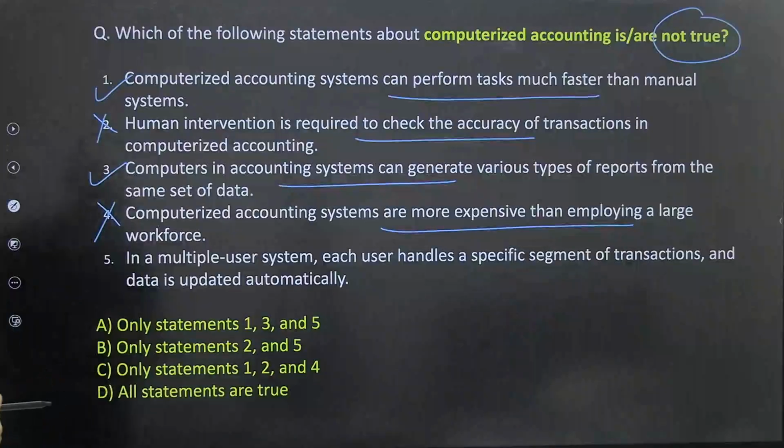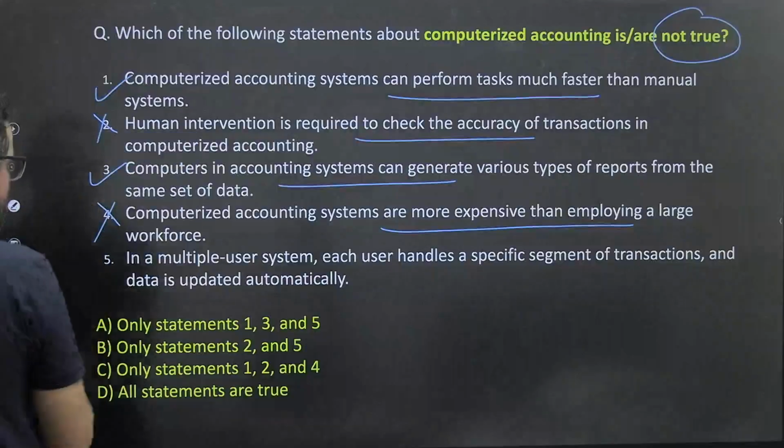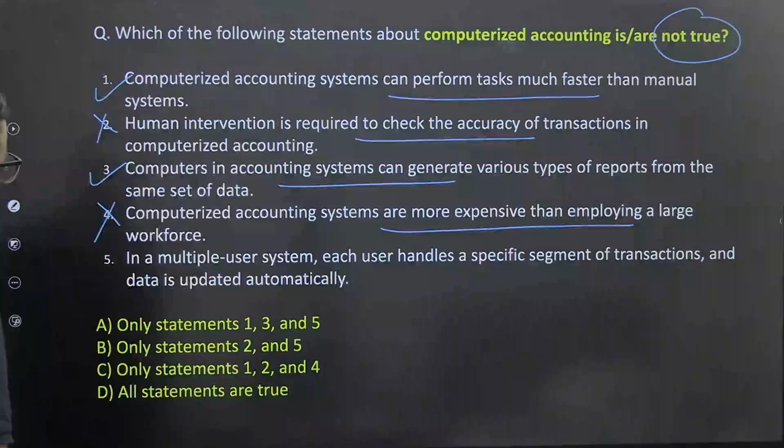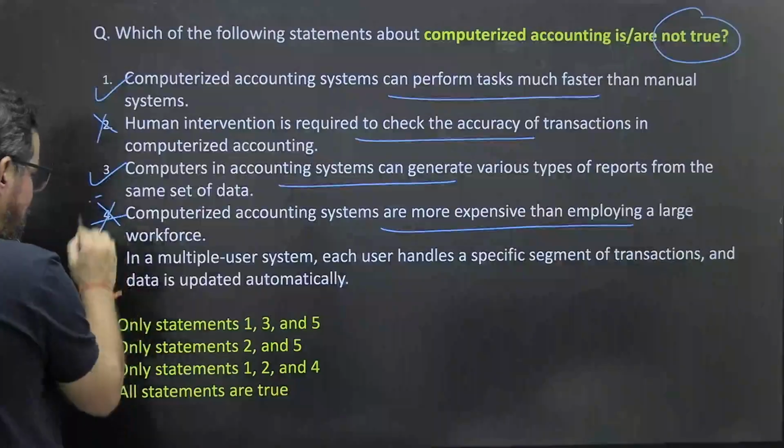Computerized accounting system is more expensive than the employee, a large. No, this is wrong. Okay, it should be okay. Here we cannot say anything. I'll cross check this one.